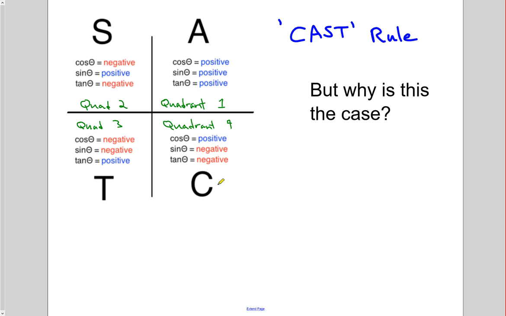Okay, so why is this called the CAST rule? Well, this is called the CAST rule because in this quadrant, we use an A because all of the different ratios are positive. In this quadrant, S is for sine, only the sine ratios are positive. In this quadrant, we use a T because only the tan ratios are positive. And in this quadrant, we use a C because only the cos ratios are positive. So our CAST rule is just cos, all, sine, and tangent. Those letters tell us which ones are positive. So that's why it's called the CAST rule, because the letters correspond with which trig ratios are positive in that quadrant.